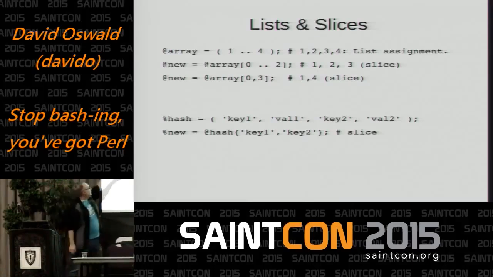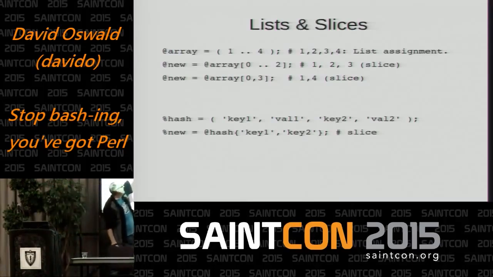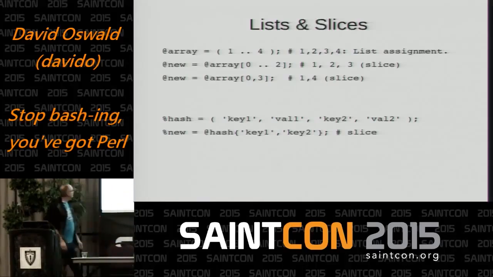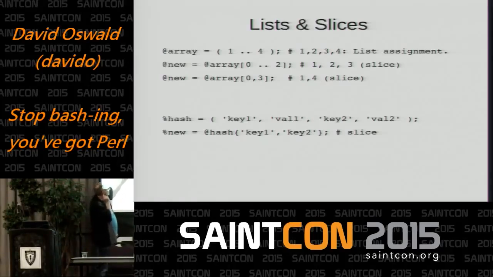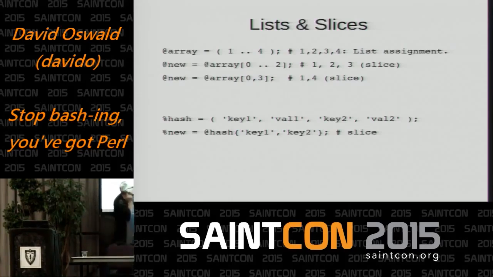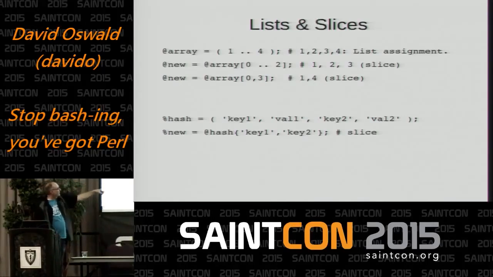Another way to do it would be to specify specific elements. 0 and 3 is going to give us the 1 and the 4 out of our list. And you can take hash slices too. So here, our new hash is going to contain key 1 and then the value key 2.